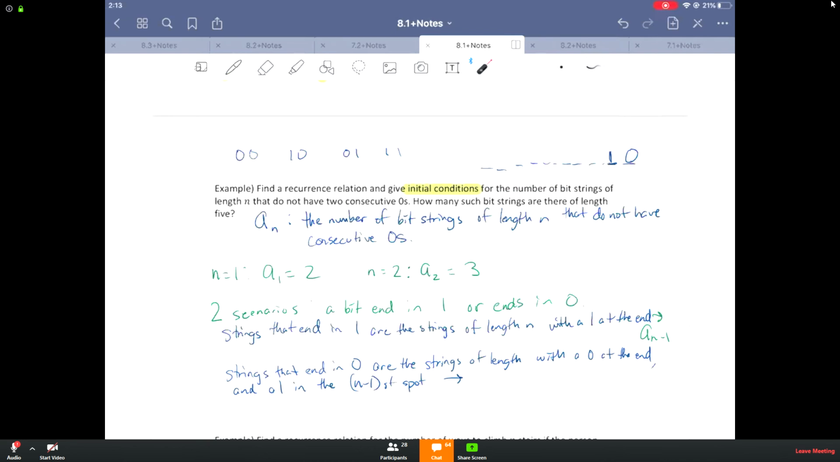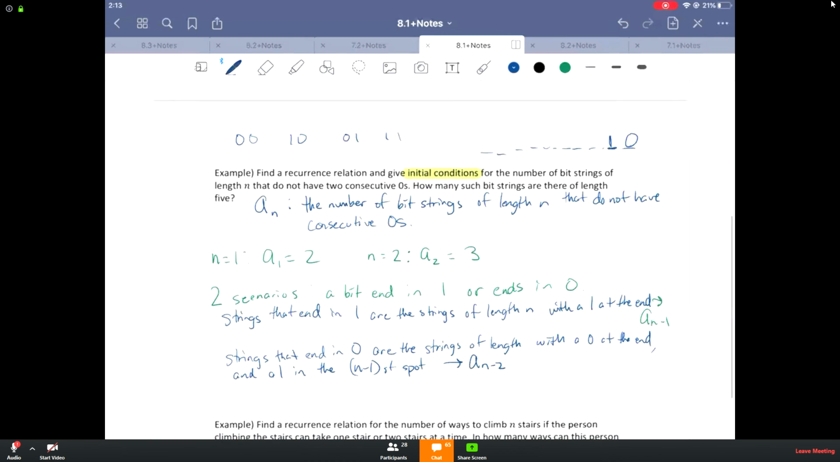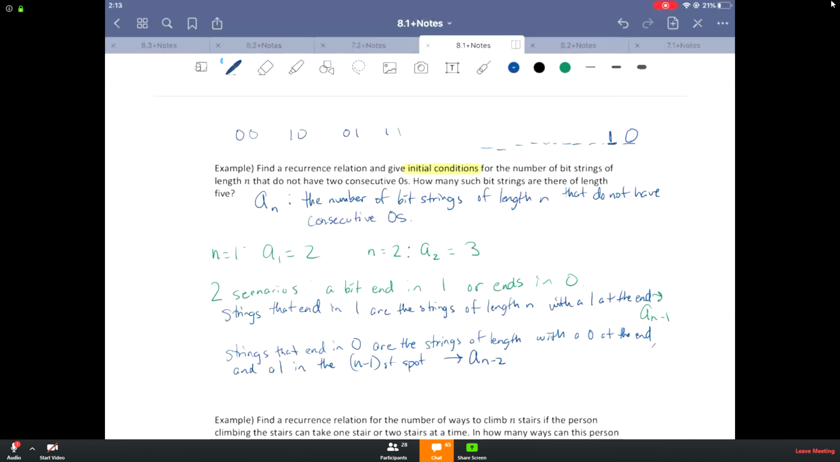N minus 2. So there would be a sub n minus 2 of those, right? And by breaking it up in these two cases, you know then that the total number is equal to, well, however many of these there are, a sub n minus 1, plus however many of these there are, a sub n minus 2.